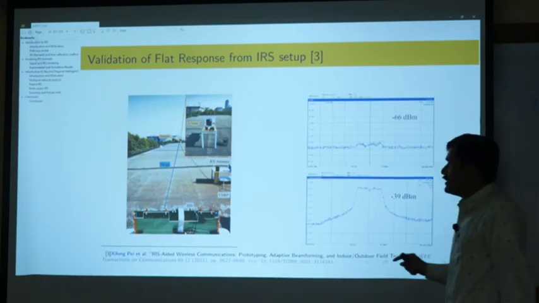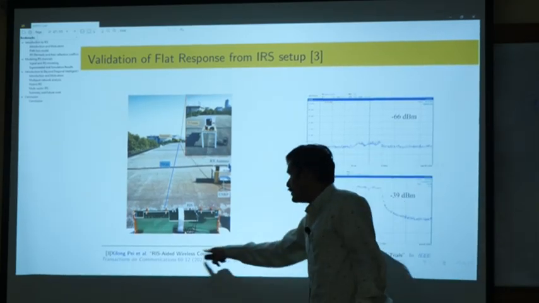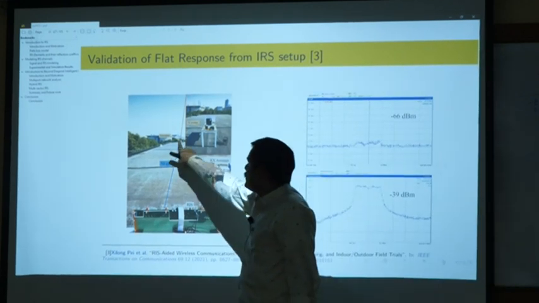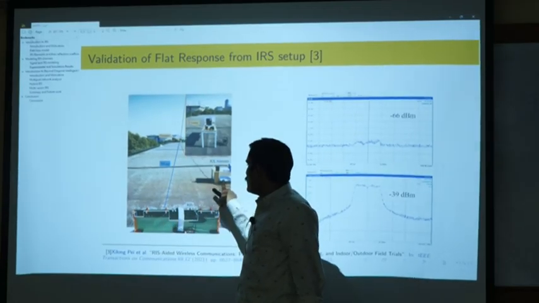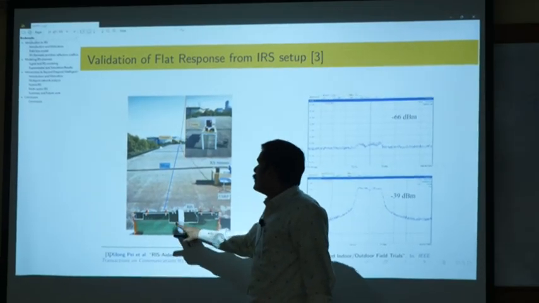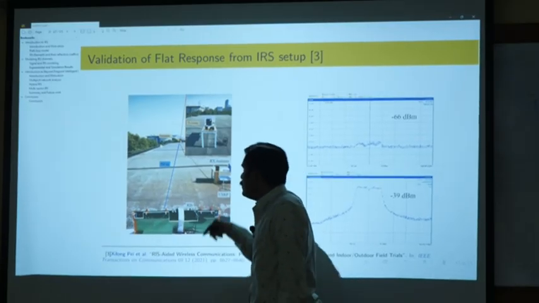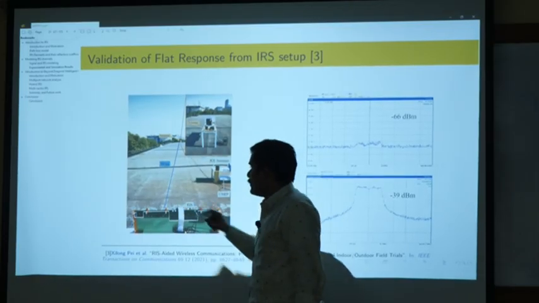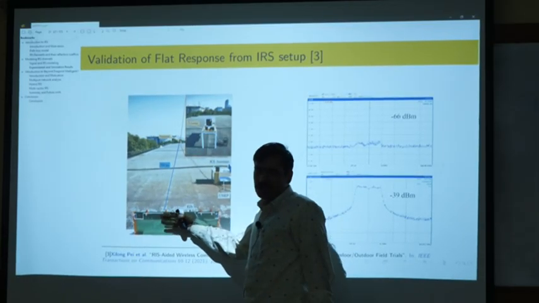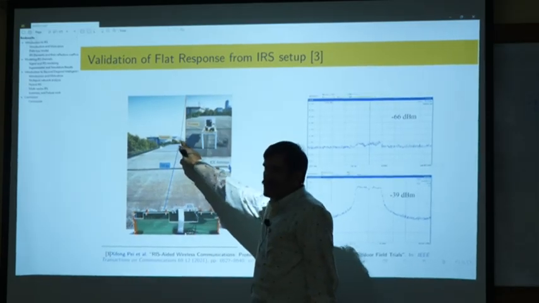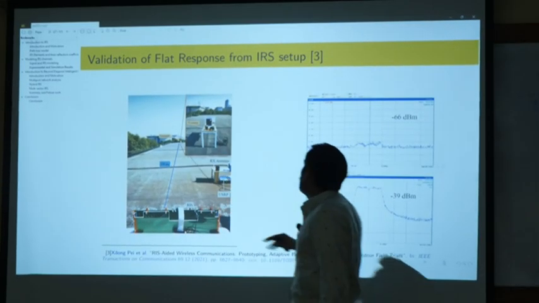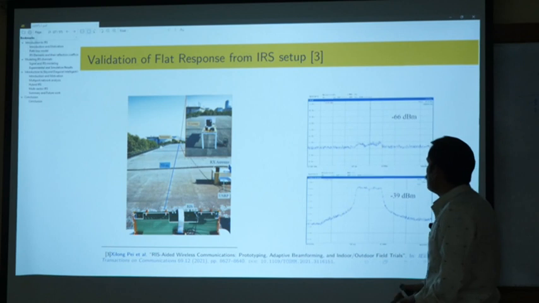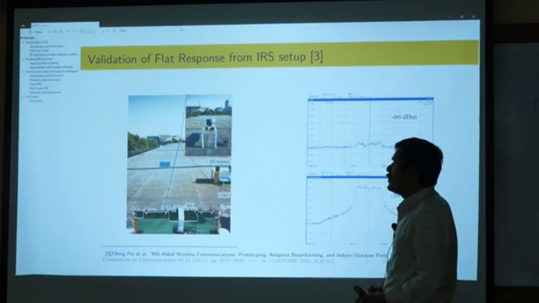These are some experimental results from this paper. What they have done is they have the transmitter here, the receiver here, and the IRS here. They have zoomed in like this. This has a distance of 50 meters. When the IRS is not present, this is an omnidirectional antenna, so the received signal is given like this. It is around minus 66 dBm. So we receive very little signal.